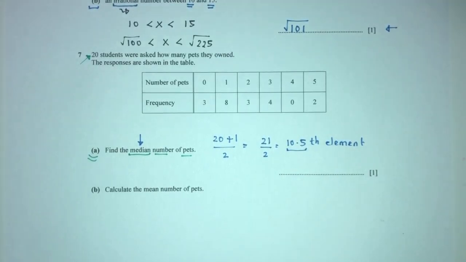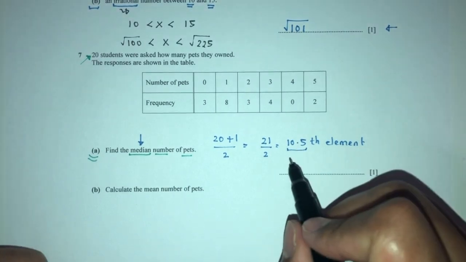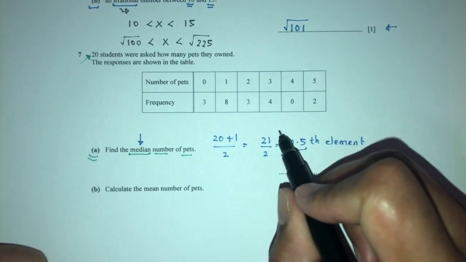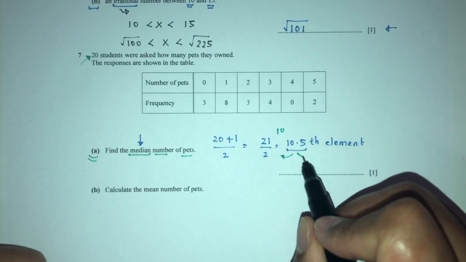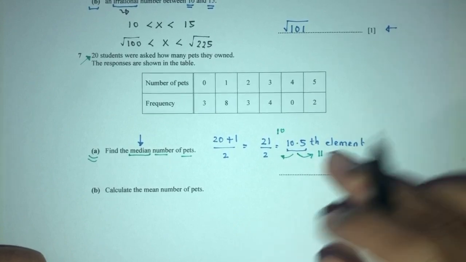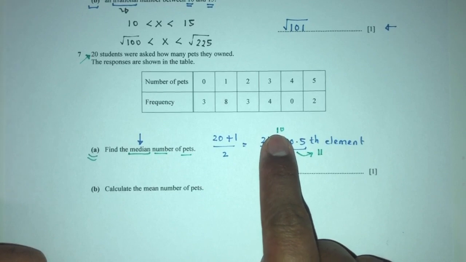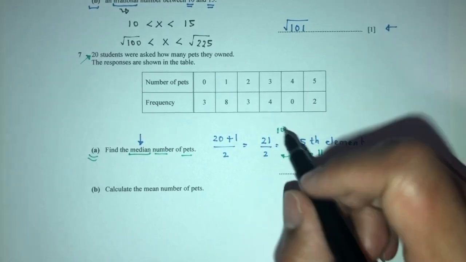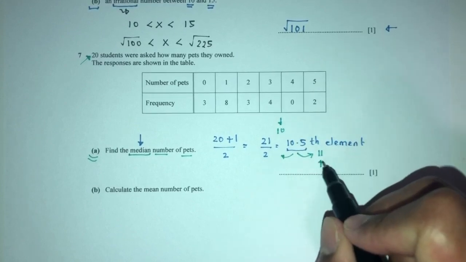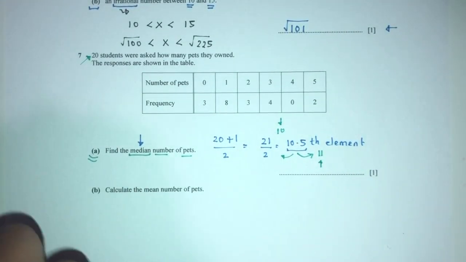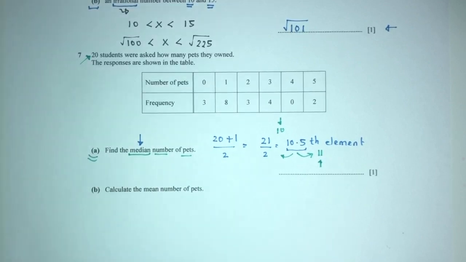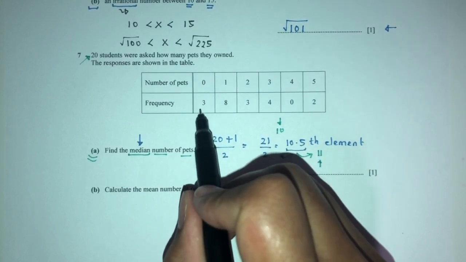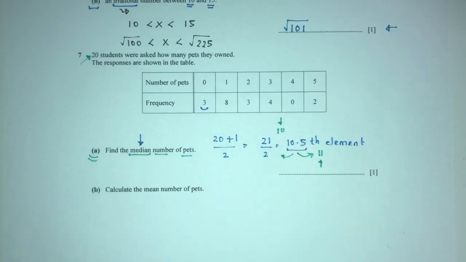Now we do understand that before 10.5 we have 10, and after 10.5 we have 11. So the idea is it will be the average of the 10th and 11th elements to get the 10.5th. So let's find that element and this element, to finally find the 10.5th element. So let's find where we may find those values. So the first value here will be 0. We agree, right? 0.